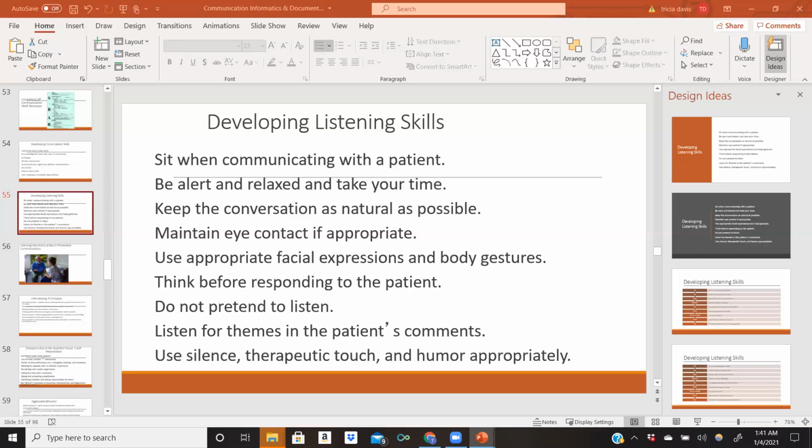And then you want to use, you can just use silence. Silence is, sometimes you don't have to say anything, and that's just the best thing in the world. They just want to be able to say what they have to say. You can offer a therapeutic touch. If they say something that upsets them and they start to cry or they get emotional, you can put your hand on their arm, you can put your hand on their hand, you can give them a hug. Sometimes it's okay to make a joke if it's appropriate, because it kind of takes the patient away from being so focused on the negative, and it kind of makes them laugh for a minute, but it has to be appropriate.